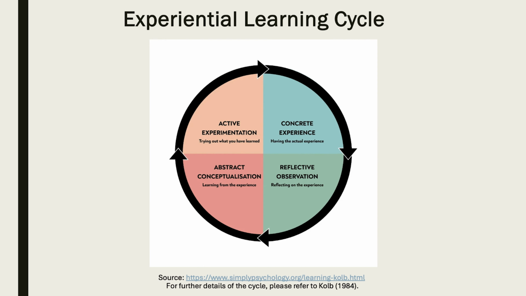Professor David Kolb further developed the experiential learning cycle, which involves 4 stages of learning process. The first stage, concrete experience, meaning students having the actual experience. Second stage, reflective observation, meaning students reflecting on their experience. The third stage, abstract conceptualization, meaning students learning from their experience. And fourth, active experimentation, meaning students trying out what they have learned in new situations. Through this continuous cycle, effective and deep learning takes place.